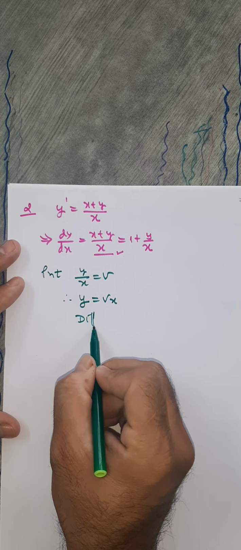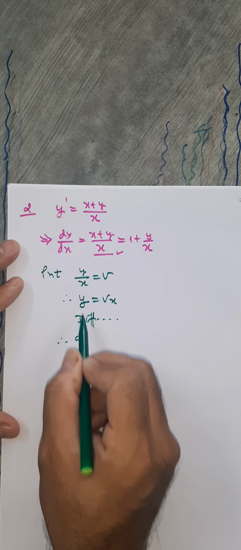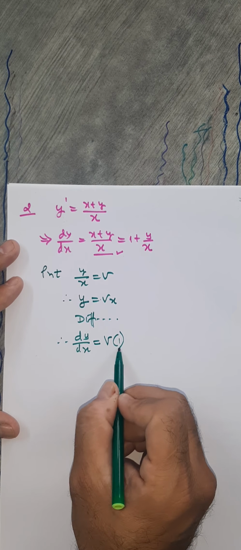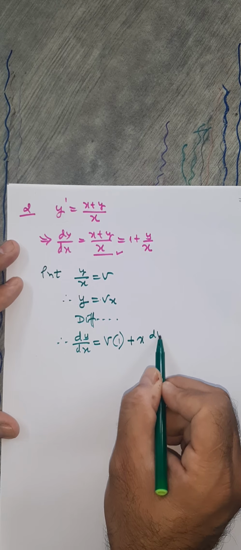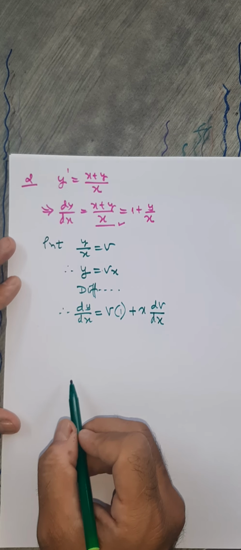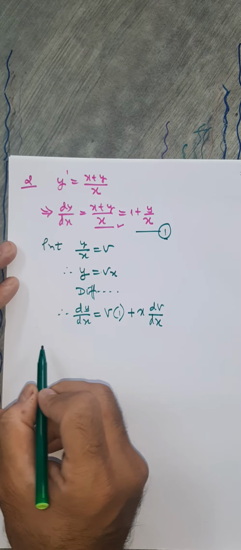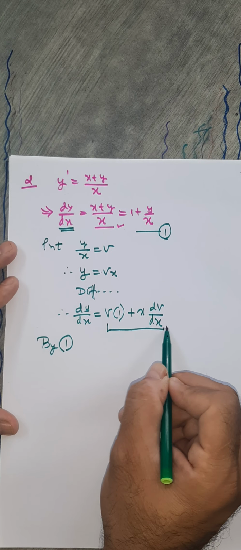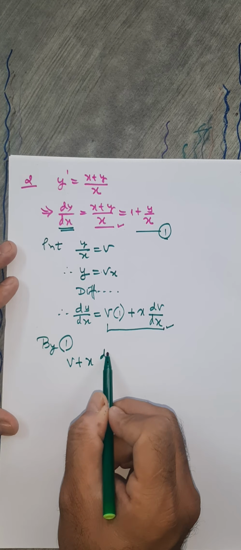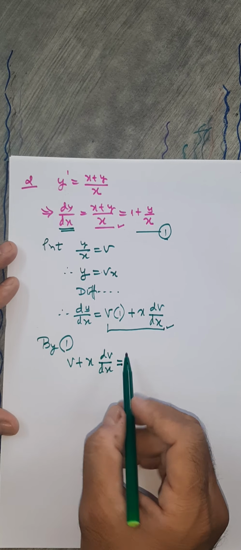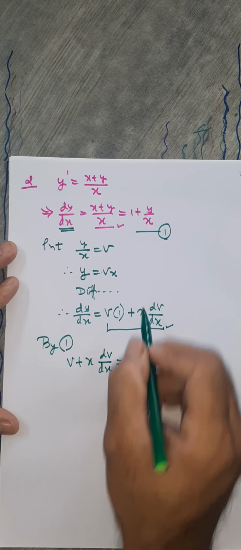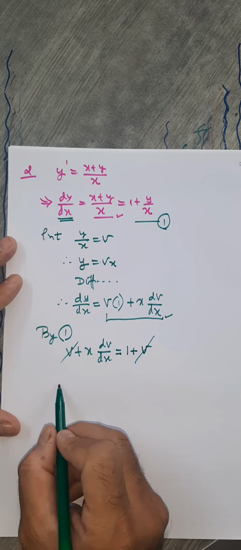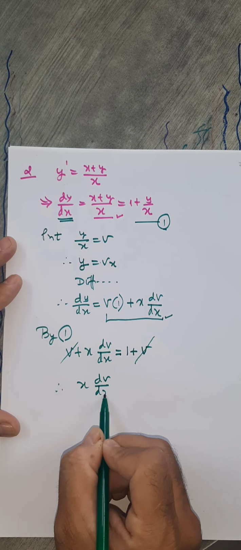Now differentiation, remember. What's the derivative of y with respect to x? dy by dx: v being constant, v as it is, differentiation of x is 1, x as it is, dv by dx, remember. Product rule on the right hand side. We call this 1. So by 1, on the left hand side, dy by dx, we place this much. What is that? v plus x into dv by dx. Go to the RHS. Here you have 1 plus y by x, which was v here. So simply v. So v will get cancelled. You are getting x into dv by dx equals 1.